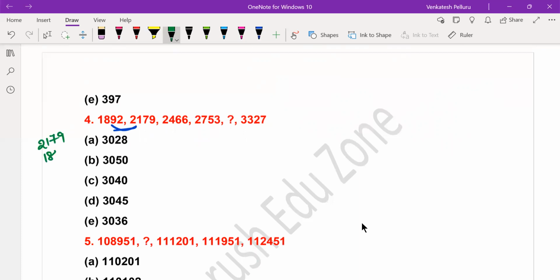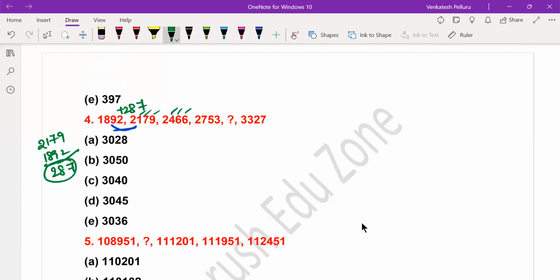2179 minus 1892. So 17 minus 9, it's actually 8, right? So 10 minus 8, 2. So it is 287. So what I have done, it is addition. It's not multiplication, it's addition. Addition of 287. If you look at it, 9 plus 7, 16. Okay, so I have to add 8 now. 7 plus 8, 15 plus 1, 16. Again 2. So 1 plus 2 plus 3. So total value will be 2, 4.